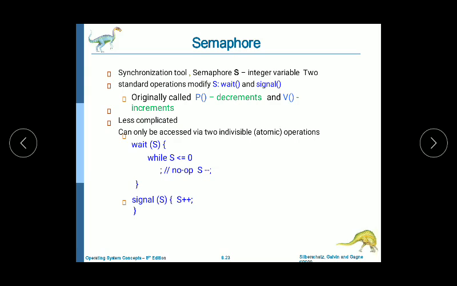Next, what is the signal operation? Signal is like releasing the resource to the operating system. After entering the critical section and completing execution, the process has to return its resource to the operating system by calling the signal function. Here it is s plus plus, returning the resource to the operating system, where the count increments. Suppose we have 10 resources, then after releasing the resource to the OS, we have 11.